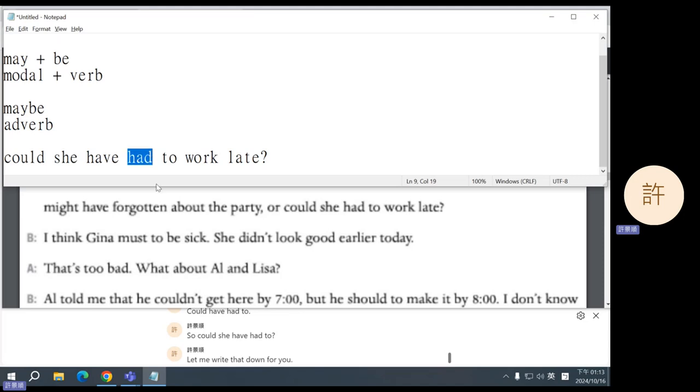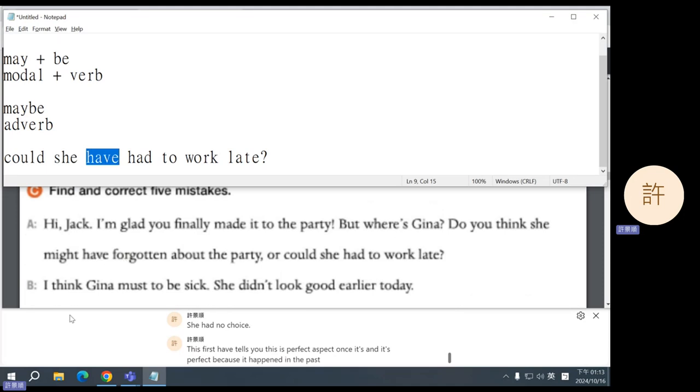This second have is part of the phrase had to, right? She had no choice. This first have tells you this is perfect aspect, 完成式. And it's perfect because it happened in the past, or maybe happened in the past, right? Might have forgotten, she forgot in the past, maybe. Could have had to work late. In the past, she learned that she had to work late. So this is had to, but this is perfect aspect in the past.